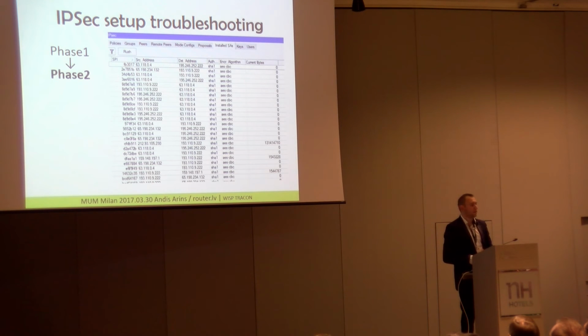The most common mistake is that the NAT does the masquerade, as the previous speaker Jan showed, and IPSec is not matching the policy. So actually the security association is up, but the traffic is not flowing.